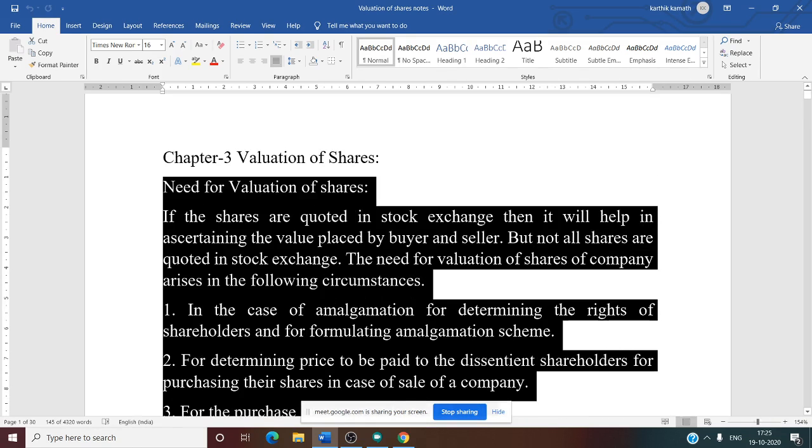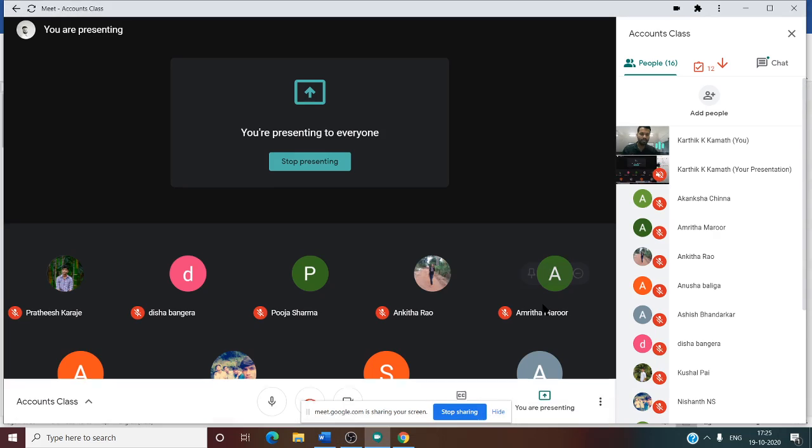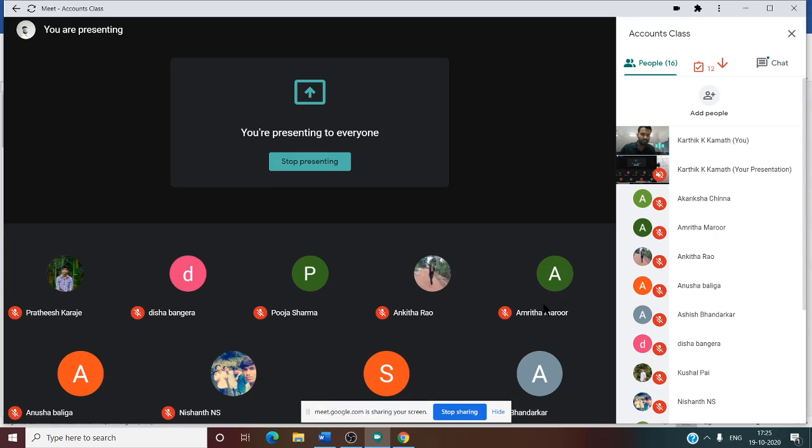So is this clear about valuation of share, why valuation is done? Any doubt regarding the valuation of shares? Anything you want to ask regarding this one? Yes, if you are clear with the meaning itself, then we can move on to the methods of valuation.